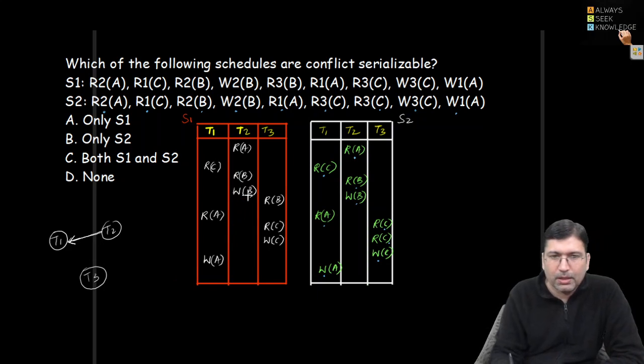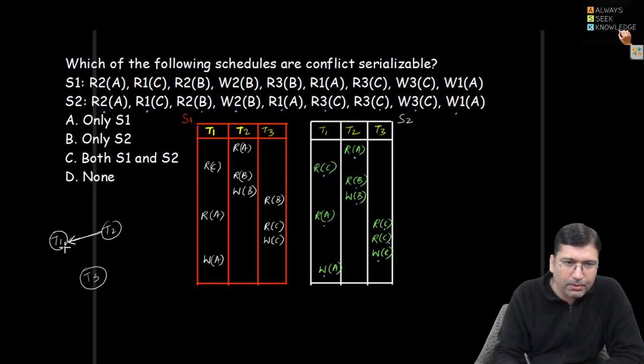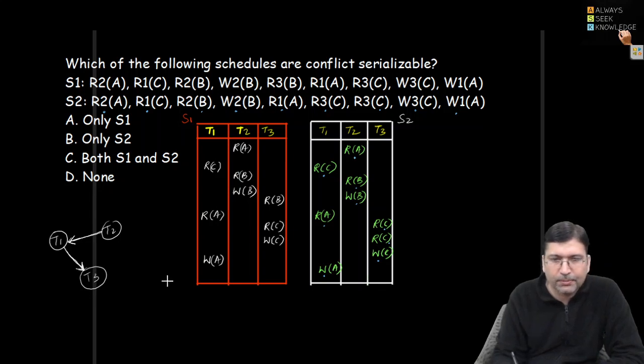Okay. Then you check this read operation on C. You check in T2, there is no operation on C. Then T3, there is a write operation. So T1 to T3, there should be an arrow because there is a conflict.